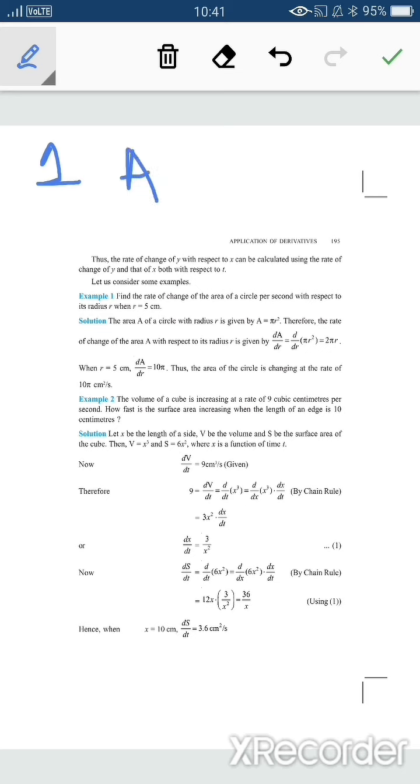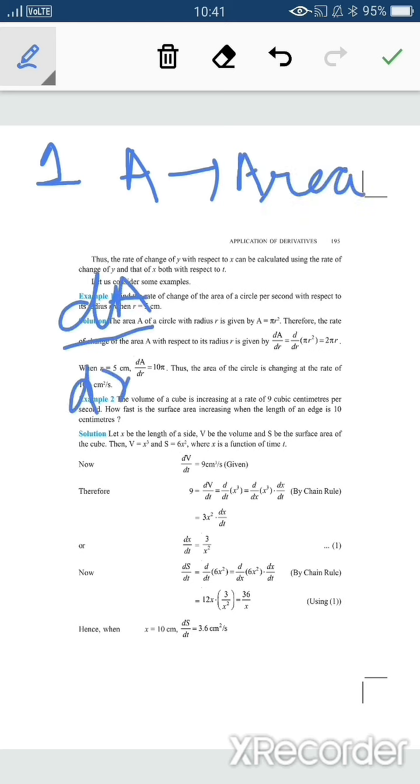For example, A for area. Why am I saying this? Because if you have to find dA by dx, you have to mention what A is here, right? So labeling is important here. H stands for height and V stands for volume, like this. And if it is desired, make a relevant figure, otherwise there is no need for the figure.